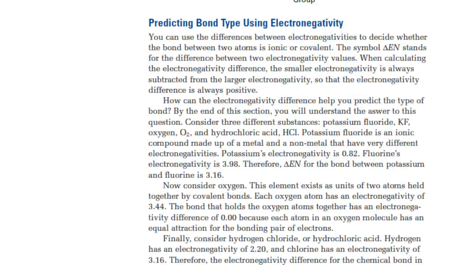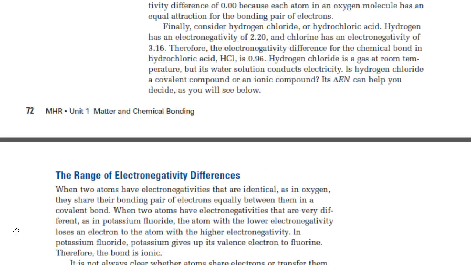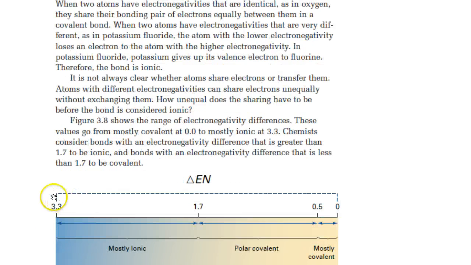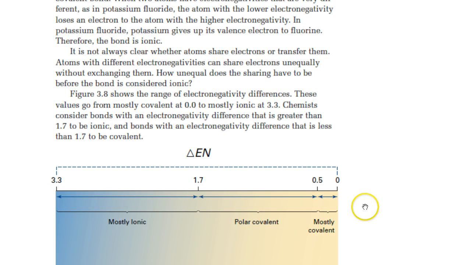There's also this notion of predicting bond type using electronegativity, and that means you have to calculate a delta En, a difference in electronegativities, and then look at this summary of what it means to have different electronegativity differences, so different delta Ens. And we can see here on the right hand side where the difference is minimal, we are dealing with covalent bonds.